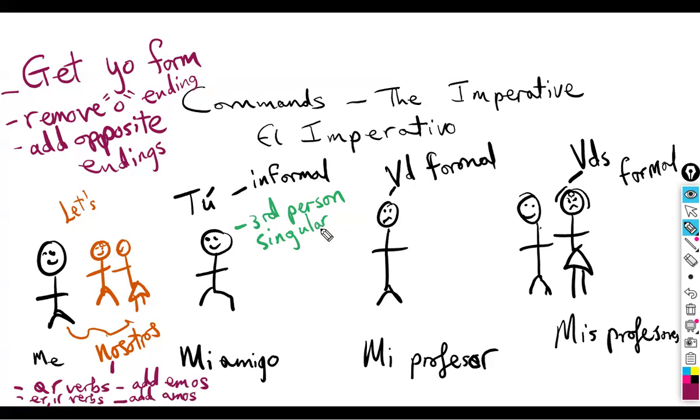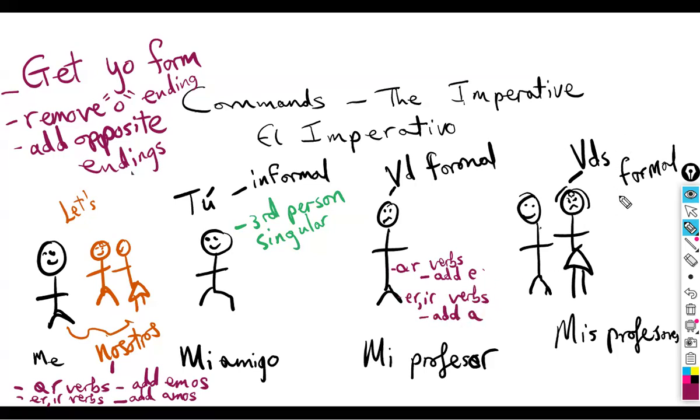We already talked about how tú is different. For usted, my one professor, for the AR verbs, the normal ending would be A, so the opposite ending is E, so I add E. For my ER and IR verbs, the normal ending would be E, so I add the opposite, which is A.